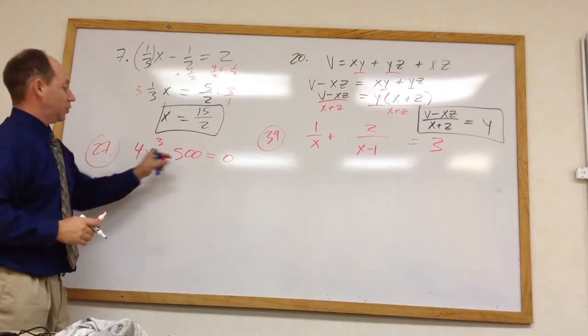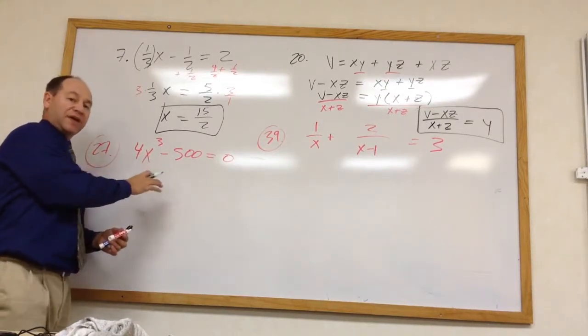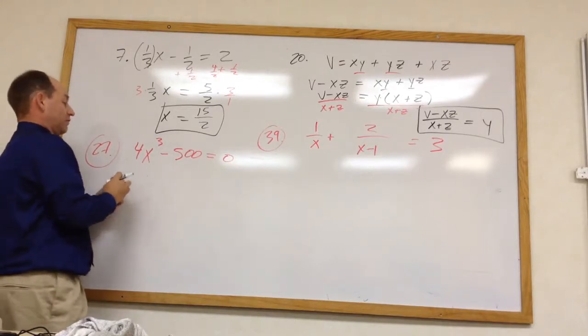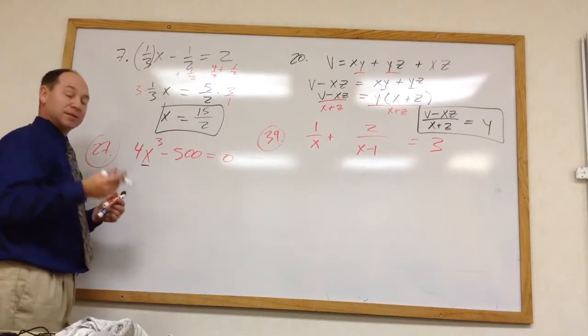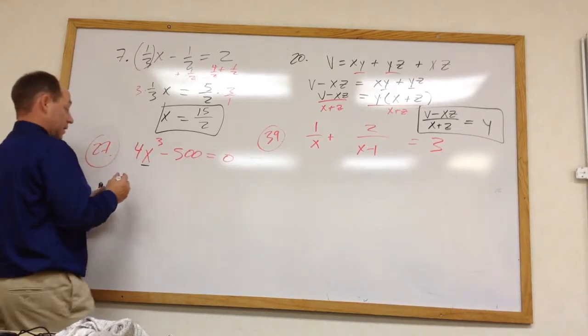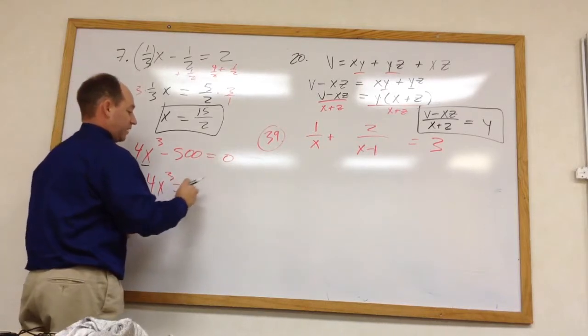Number 27, 4x cubed minus 500 is 0. Again, this is already set equal to 0, so I'd like to be able to factor here, but in this case I only see one variable, this x right here, raised to a power, so I can isolate it as long as I deal with multiple roots. And so we're going to try that, we'll call this 4x cubed equals 500.